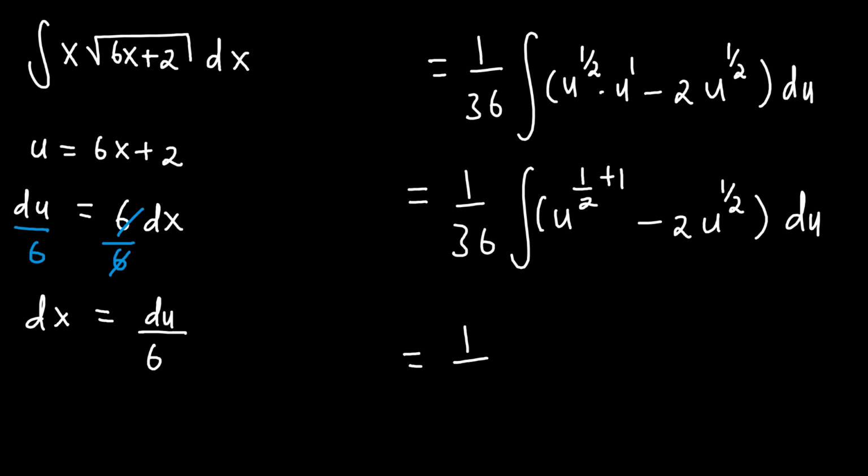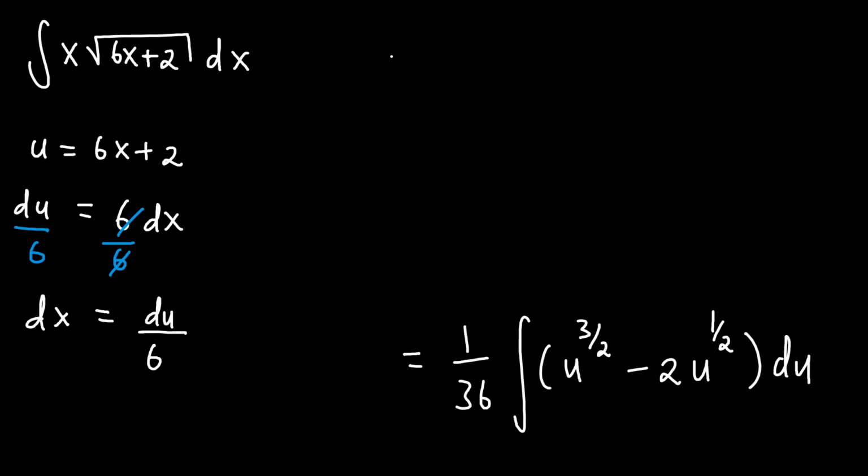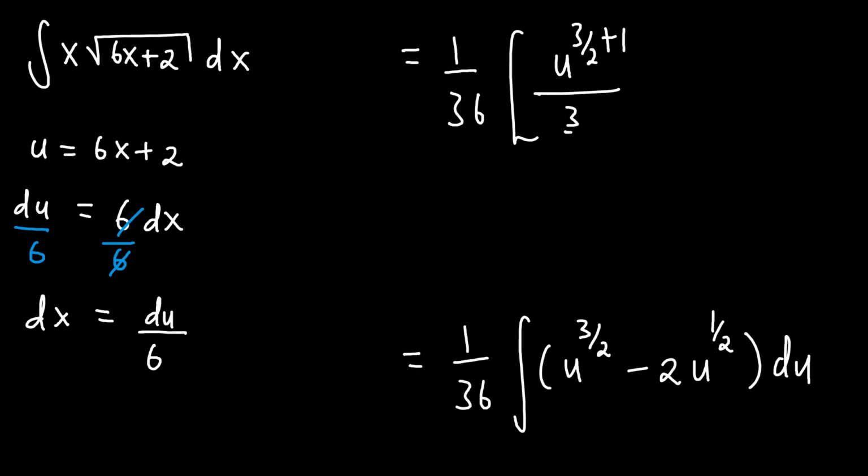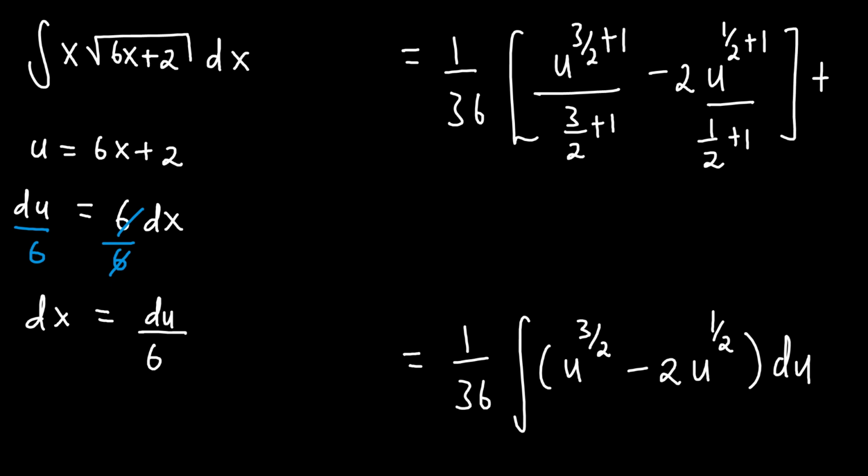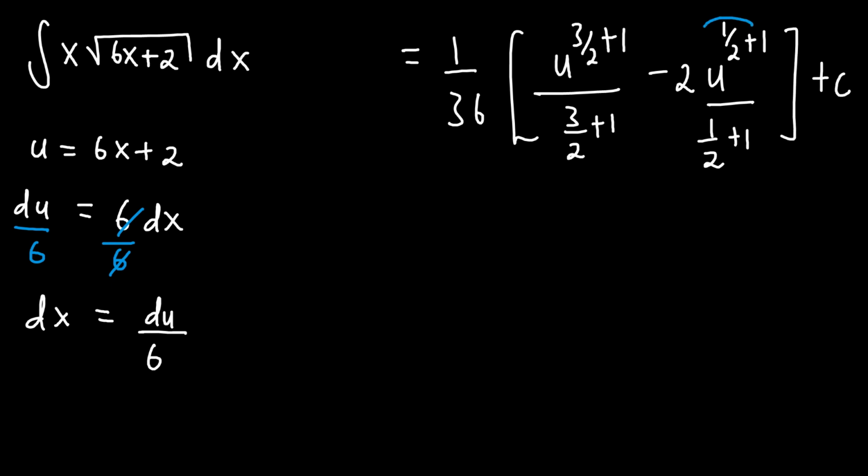So we shall have 1 divided by 36 times the integral of u to the power of 3 over 2 minus 2 times u to the power of 1 over 2 du. And now we can integrate. So we shall have 1 divided by 36 into, this will be u to the power of 3 over 2 plus 1 divided by 3 over 2 plus 1 and then minus 2 times u to the power of 1 over 2 plus 1 divided by 1 over 2 plus 1 and then plus c. And we know that 1 divided by 2 plus 1 will give us 3 divided by 2.